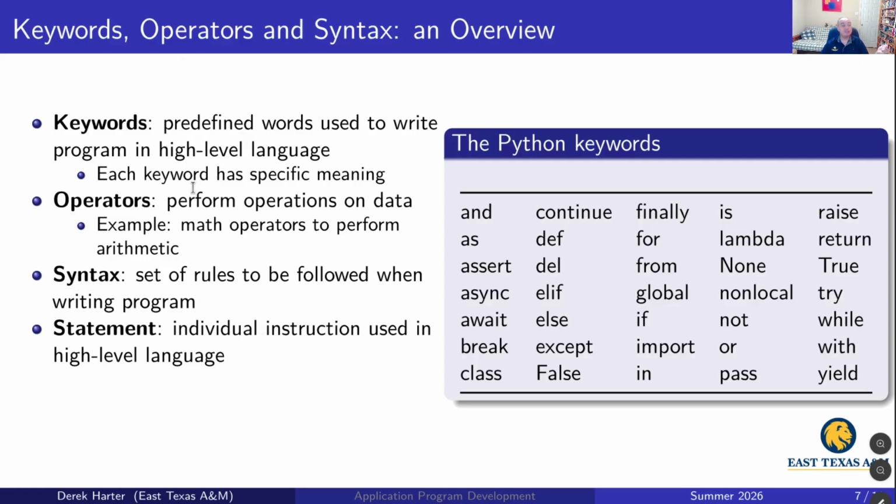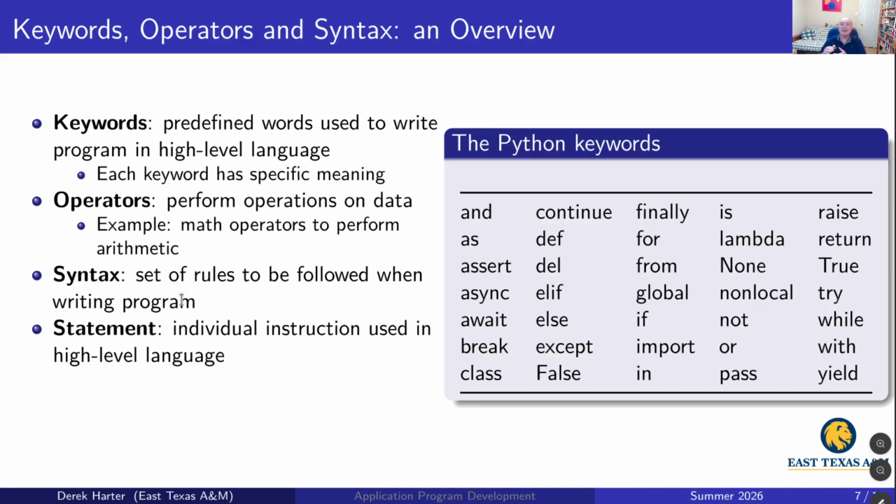So any high-level language like Python is usually made up of these four components. First, there are keywords, which are predefined words that are used in the programming language. Each language has its own set of keywords. I believe this is the full set of the Python keywords over here. Then there are operators, which perform operations on data. We'll talk about different kinds of operators, but you're probably already familiar with math operators, like plus and minus for addition and subtraction, and multiplication. Those are what we mean by operators.